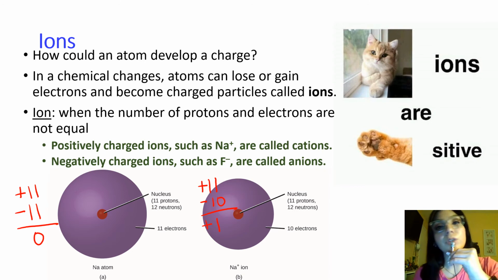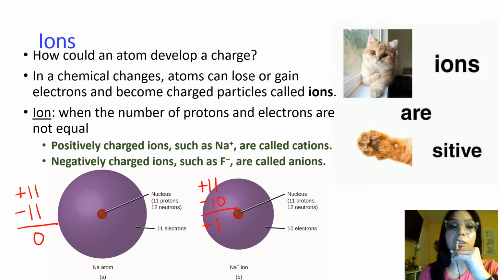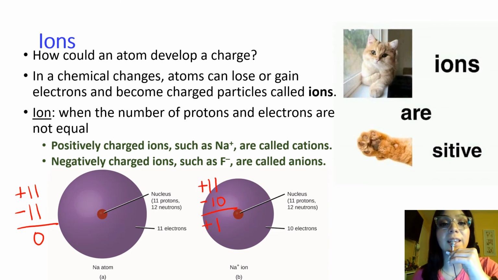Now, what happens when you change the number of electrons? You get something called an ion. This happens when atoms develop charges where they are undergoing some sort of chemical change and they either lose or gain electrons. They end up becoming charged particles, and specifically they're called either cations or anions. Cations are positive, I hope that helps you remember that, and anions are negatively charged ions.